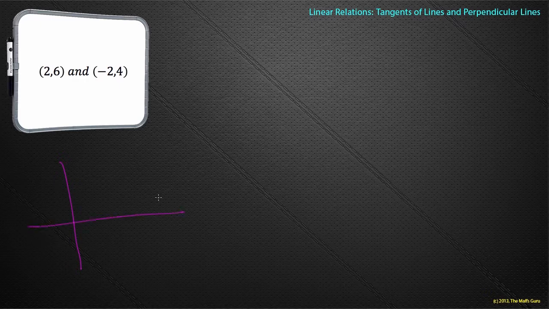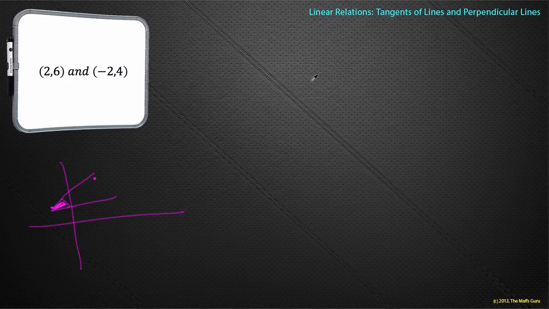So here are my axes. Where will 2, 6 be? Let's say roughly speaking here. And where will minus 2, 4 be? Let's say sort of here. And if we were to draw that line together, we're looking for this angle here, the one I'm currently colouring in. Not a great diagram, but we'll go for it.